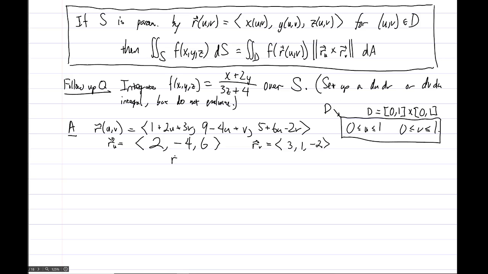If we go ahead and compute r_u cross r_v, if I'm not making any mistakes, sorry, not the Cartesian product, the cross product of this vector and that vector, that should just end up being the vector 2 comma 22 comma 14.